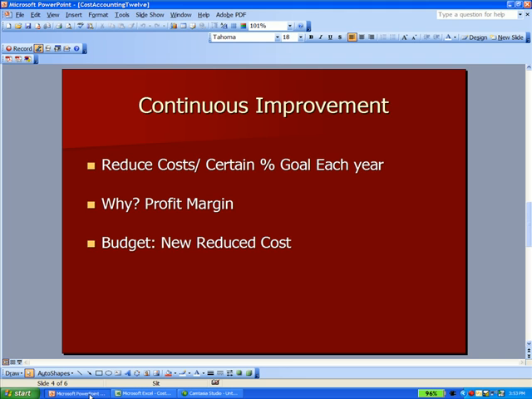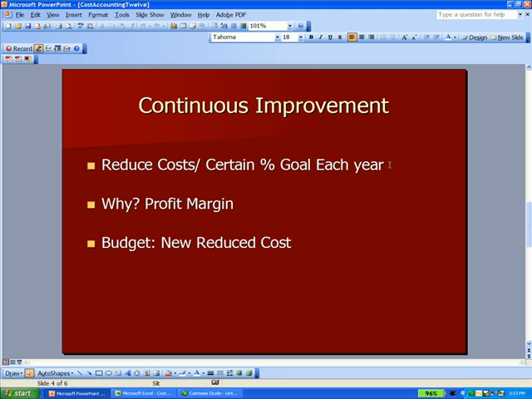Continuous improvement. Reducing costs by a certain percentage goal each year. And the reason you want to keep pushing down those costs is if you're selling something for $100 and you're able to reduce the cost of producing it from $70 to $69 to $64 and on and on, your profit margin, sales minus cost, is getting wider all the time. And what you may do is budget going into future years based on those predicted lower costs based on the continuous improvement plan you have in place.